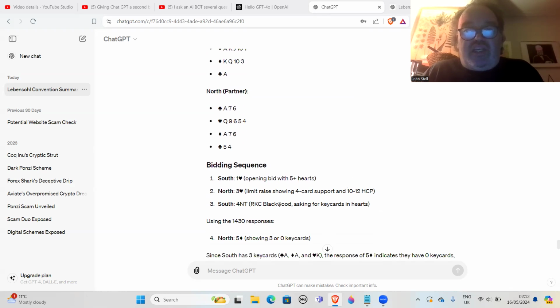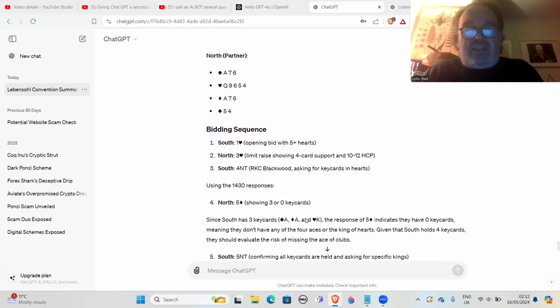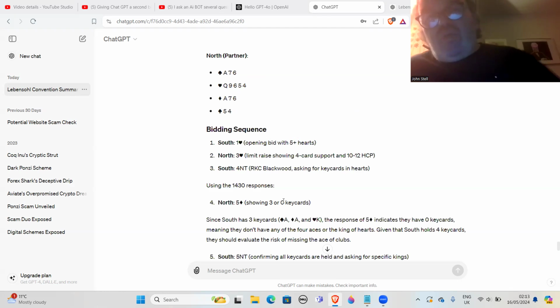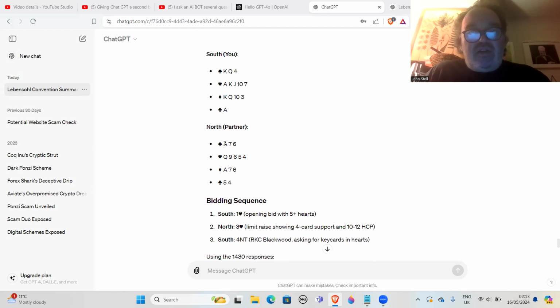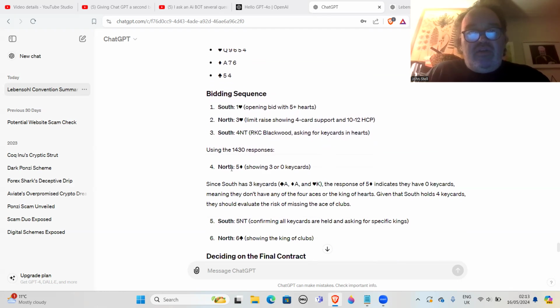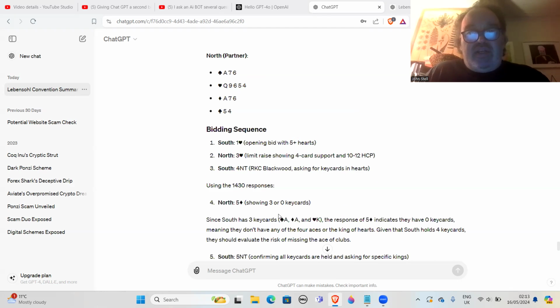South 4 no trumps, Roman Keycard Blackwood, asking for keycards in hearts, using the 1430 responses. Okay, so that's good. It specifies the 1430 system, which is the most common. North bids 5 diamonds, showing 3 or none. What? No. Whoa, whoa, whoa. What's going on here? So this should be 2. North bids 5 diamonds, showing 3 or none. Yeah, so this is wrong.